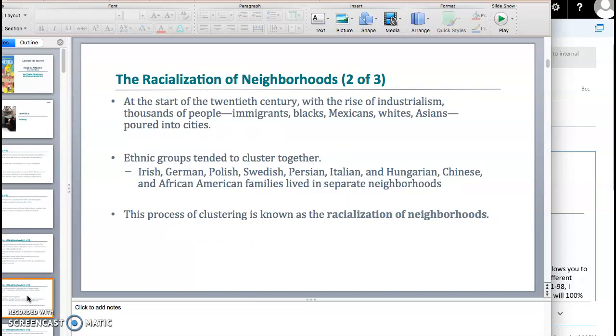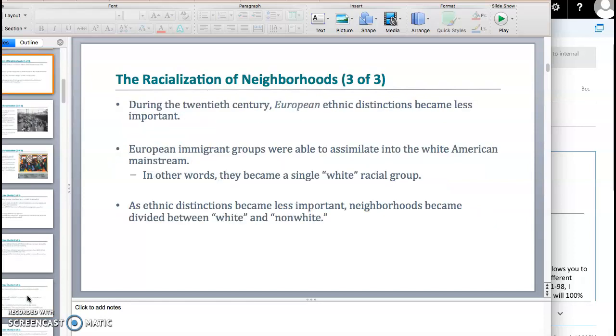Looking at this slide, at the start of the 20th century, with the rise of industrialism, thousands of immigrants, black, Mexican, white, Asians, poured into cities. In different areas, like in New York, there was Five Points. Different groups clustered together: Irish, German, Polish, Swedish. But I want you to realize that African American families lived in separate neighborhoods, though in some cases they did live with other groups of human beings.